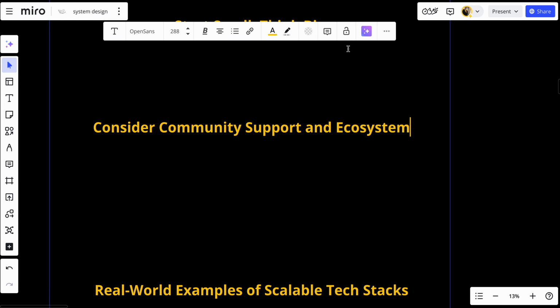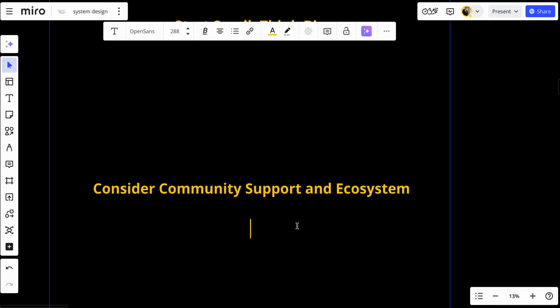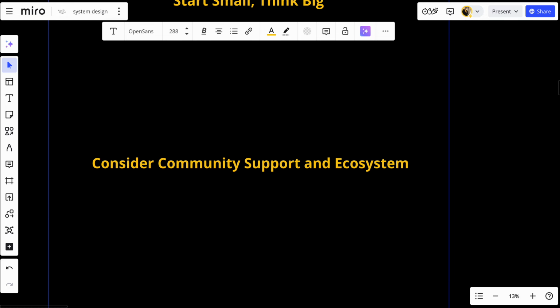Second, consider community support and ecosystem. A strong community means you get help easily when you face challenges. Node.js, Python, and Java have huge communities, which is a big plus when building scalable systems.